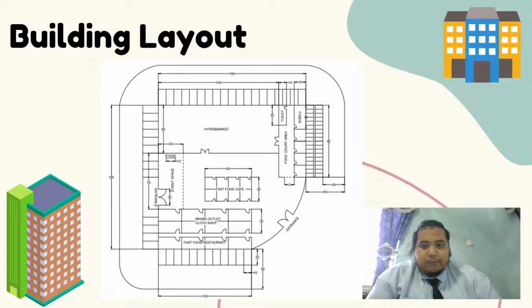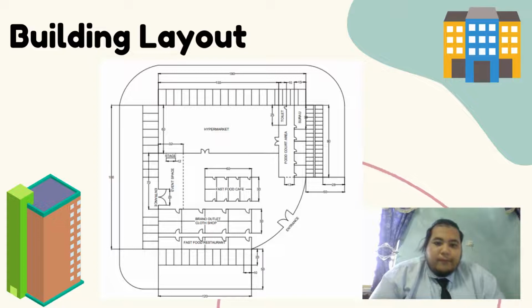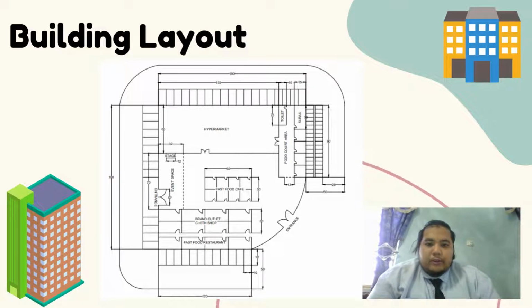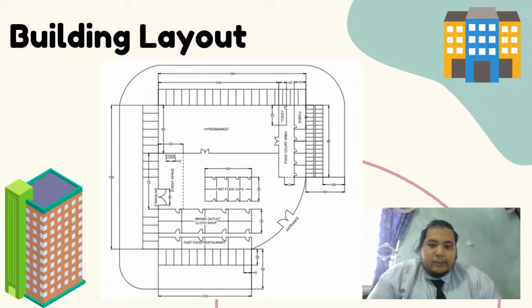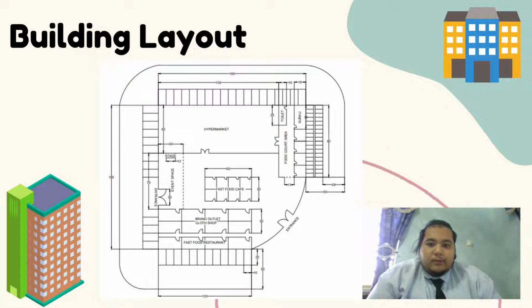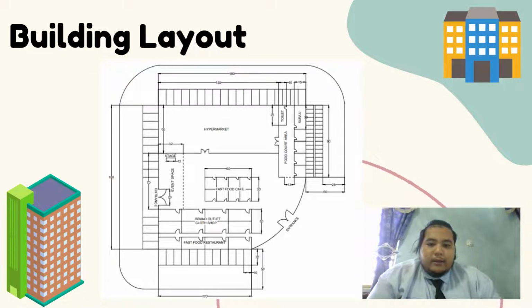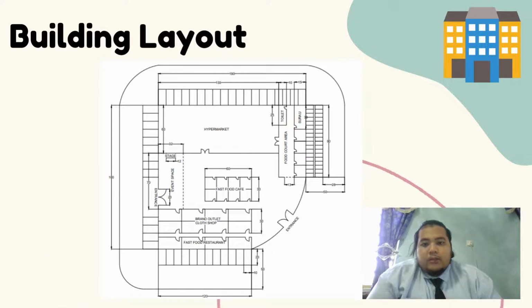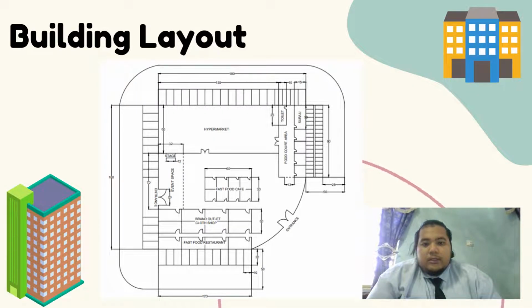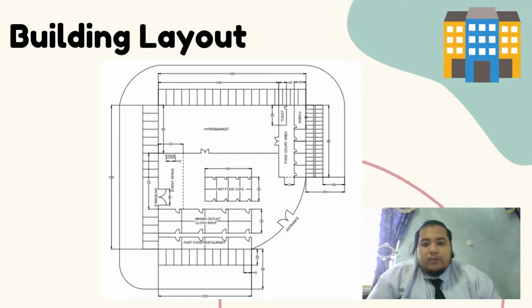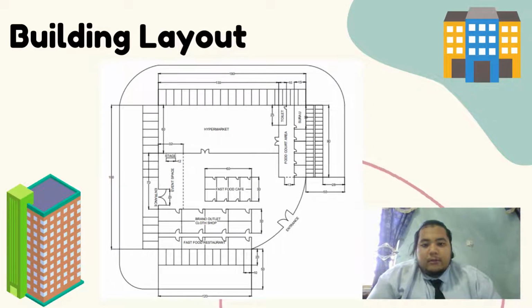Okay, so for our shopping complex building layout, we provided a hypermarket, toilets, food court area, brand outlets, clothes shops, fast food cafe, and fast food restaurant. Not only that, we also provide event space, where any event can be held, and we also provide a parking area.